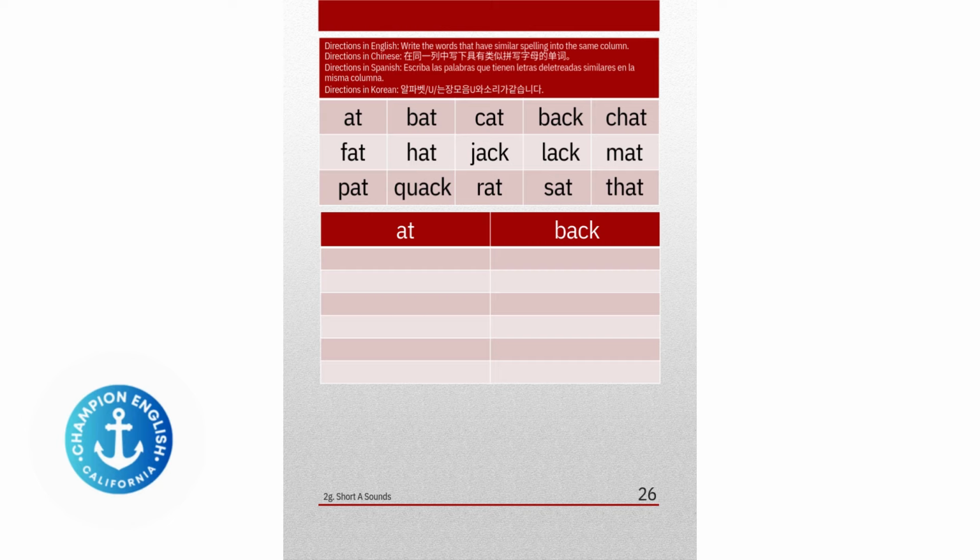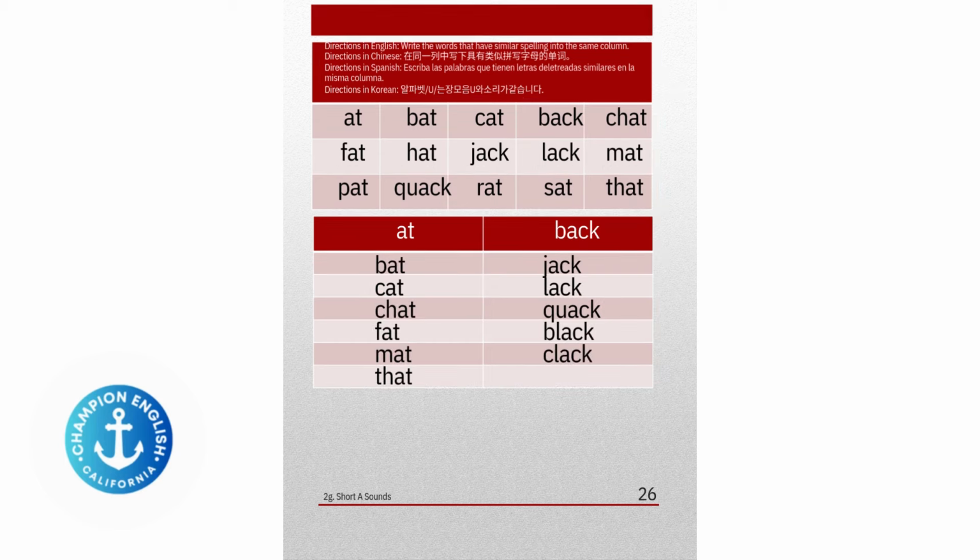And let's see what we have. We have at. How about bat? Yes, bat goes into the first column. And then cat, first column. And then back is already there. Chat into the first column. Fat into the first column. Hat into the first column. Jack, second column. Lack, second column. Mat, first column. Pat, first column. Quack, second column. Rat, first column. Sat, first column. And that, first column. Good job, students.